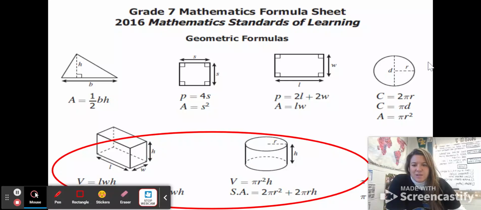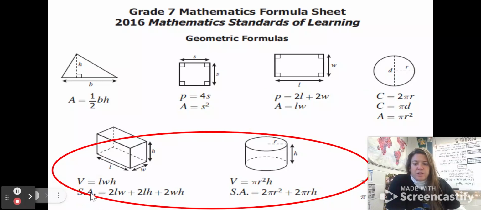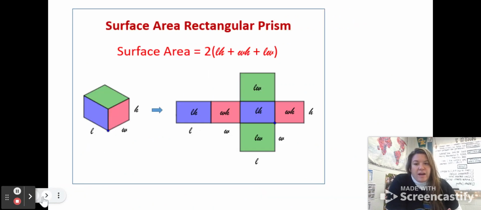Hi, everyone. So today we're going to look at the bottom two formulas on the formula sheet, the surface area of a rectangular prism and the surface area of a cylinder. And these are different than volume. Okay, so surface area is when we're going to find the area of every side, so the faces.